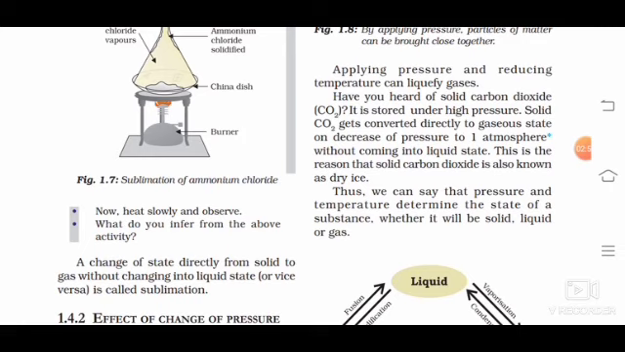What do you infer from the above activity? Let me give you the conclusion and after that I will show you the activity. A change of state directly from solid to gas without changing into liquid state, or vice versa, is called sublimation. This is one definition of sublimation, and the substances we are using in the china dish, camphor and ammonium chloride, are both called sublimative substances.